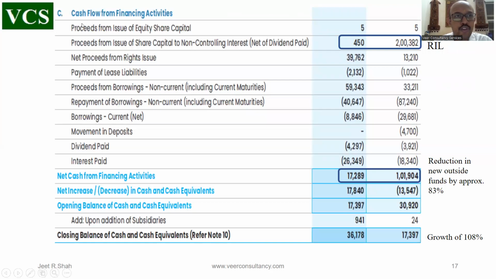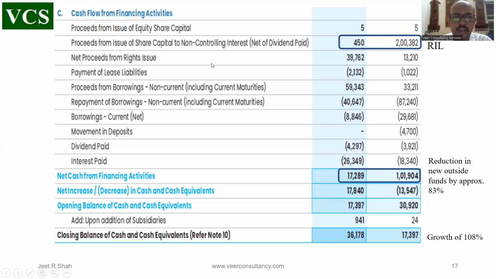Reliance. So we have cash flow from financing activities, proceeds from issue of equity capital, 5 crores. You have issued some new shares. Now proceeds from the issue of share capital to non-controlling interest. So what is this? These are those investments that you have made in your subsidiary companies where you have sold the shares to those guys who are having non-controlling interest, and there is a less than 50% interest in that company. So this is that amount. You can see that last year they had raised around 2 lakh crores by selling this type of shares, whereas this time it is 450 crores.